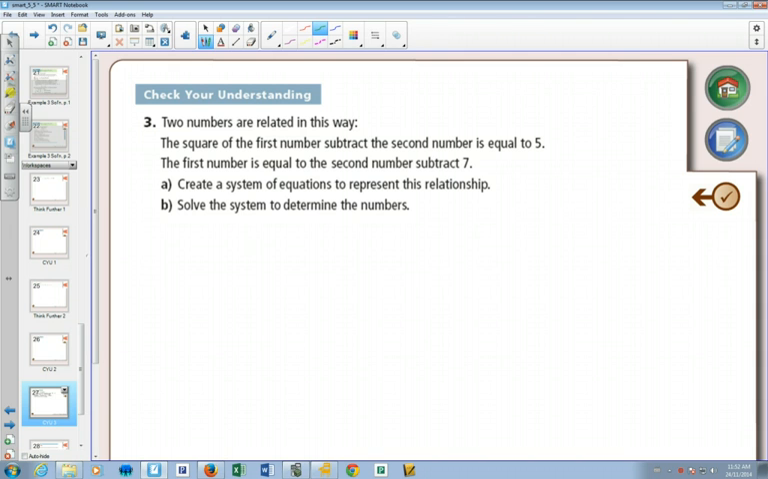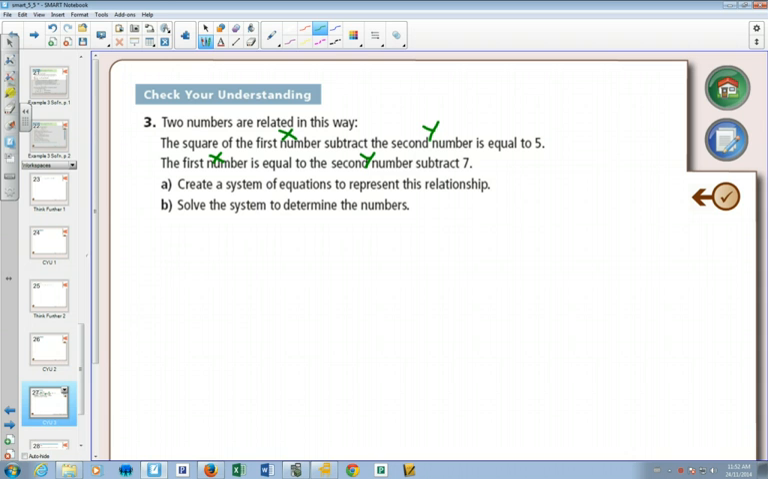Our first number, are you okay making that an X? And our second number a Y. So that's converting it into algebra a little bit. So wherever it says first number, I'm going to think X, and wherever it says second number, I'm going to think Y. So now let's write that first sentence into a math equation.